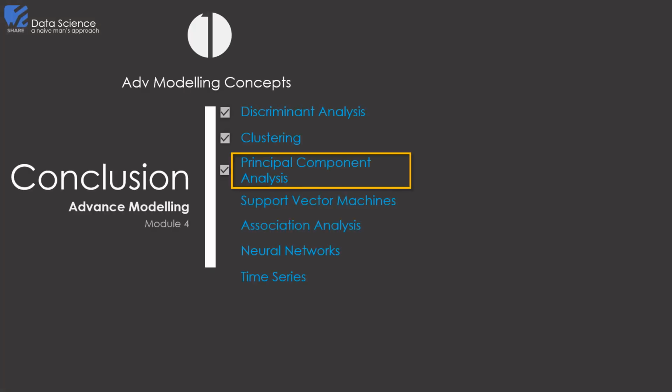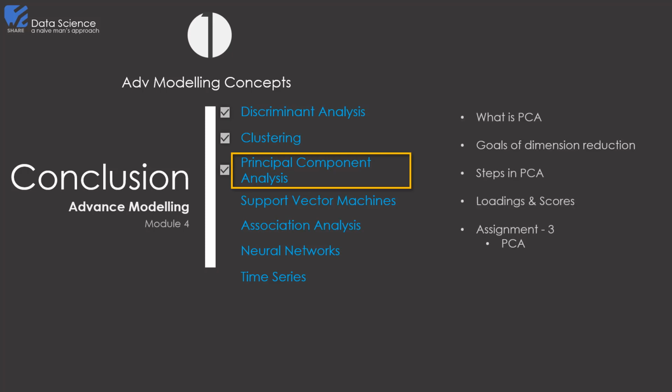So this was principal component analysis in a nutshell. Now let's quickly revise what we have covered so far. In this video we discussed PCA, the goals of dimension reduction, the steps involved in PCA, and then loadings and scores.